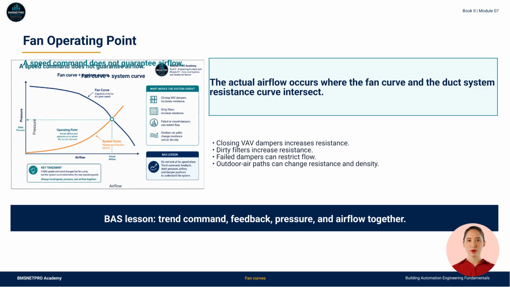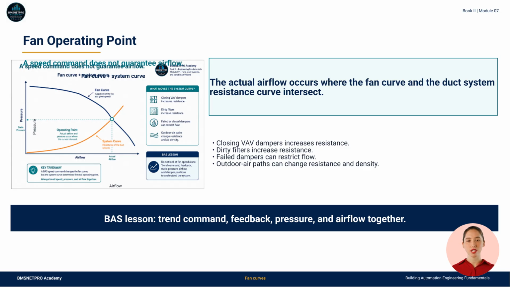The fan operating point is one of the most important concepts in air system troubleshooting. A fan has a performance curve. The duct system has a resistance curve. The actual airflow happens where those two curves intersect. That means a 60% fan speed command does not guarantee 60% airflow.